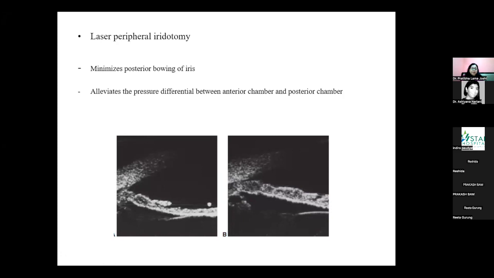And in this picture, in pigment dispersion syndrome, we can see there is posterior bowing of the iris. This is controlled or treated after the PI. There, the posterior bowing and the reverse pupillary block are resolved.